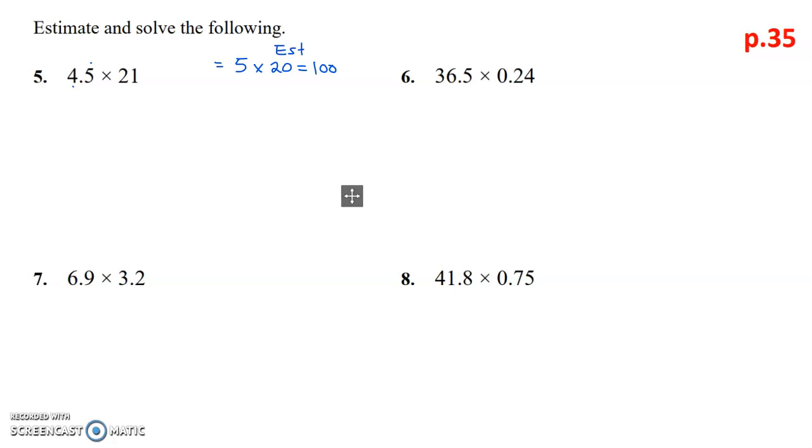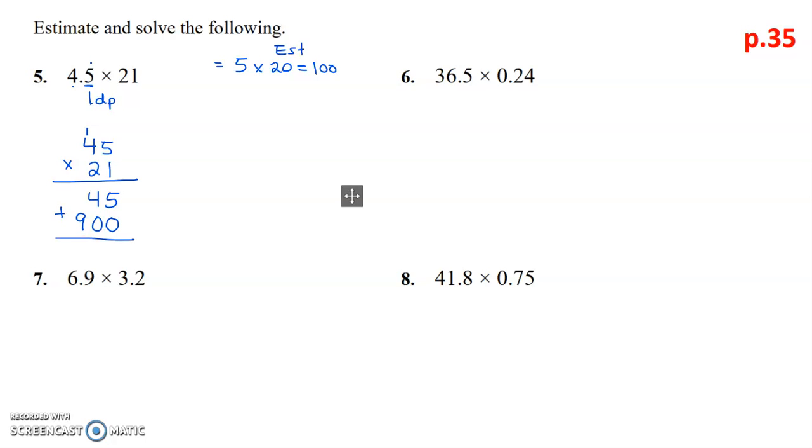So my estimate is 100. We're going to go ahead and do the actual. We see that we have 1 decimal place. So 1 decimal place in our answer, and I'm going to rewrite without any decimals at all. I'm going to take 45 times 21 and go ahead and multiply. 1 times 5 is 5. 1 times 4 is 4. For my second row, I'm going to put in the 0. 2 times 5 is 10. Carry my 1. 2 times 4 is 8, plus 1 is 9.